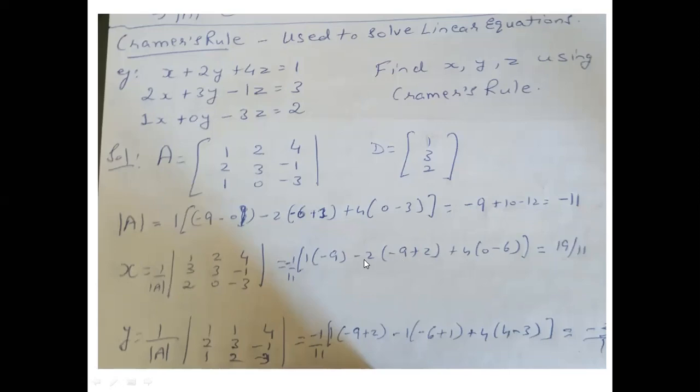I found the determinant of that matrix, and that is 19 minus 19. And you multiply this with minus 1 by 11, which is the determinant of A. So the answer here is 19 by 11.